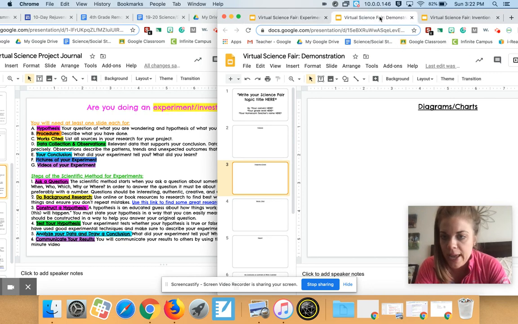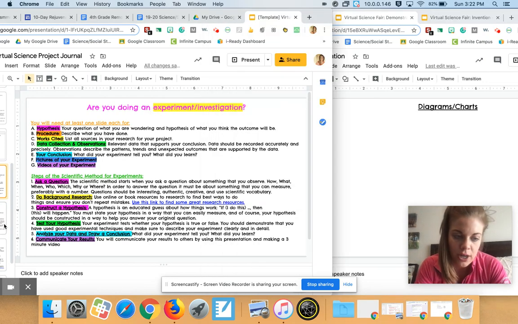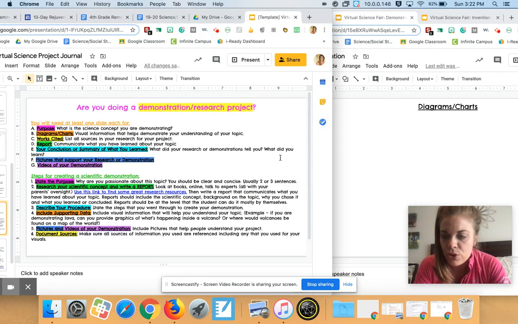Okay, if you're doing a demonstration, your next slide will be called diagrams / charts. Okay, so with your demonstration or with your research project, you should have some sort of visual. Okay, right here in the orange, it says visual information that helps demonstrate your understanding of your topic. So this could be a picture that you draw. Maybe you draw a diagram and you take a picture of it and you upload it here. It could be an image that you find on an article that you read. Just make sure you cite your source if you're doing that.